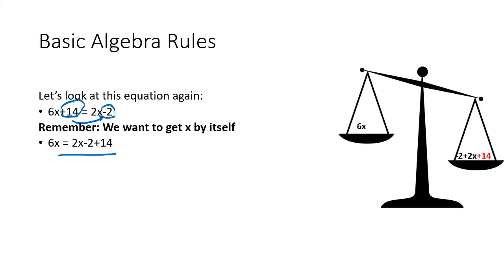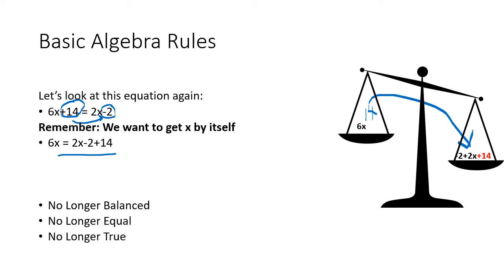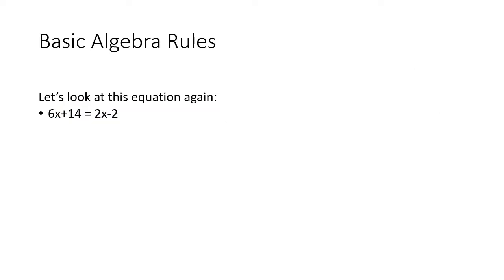But if we do that, then the equation becomes unbalanced. What we've done essentially is we've taken the 14 and we've moved it over to this side of the balance. So that tips the scale. So that's why we can't do that, because it causes the equation to become unbalanced. It's no longer equal. So it's no longer balanced, no longer equal, no longer true. Okay, so let's look at it again. Let's try something else.